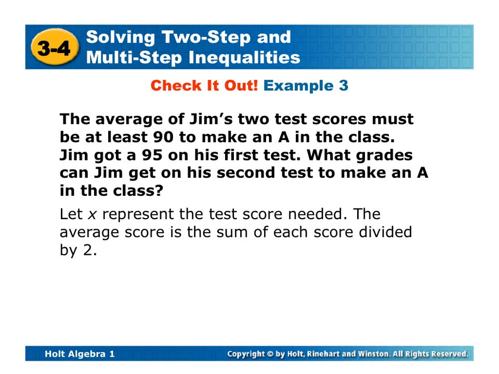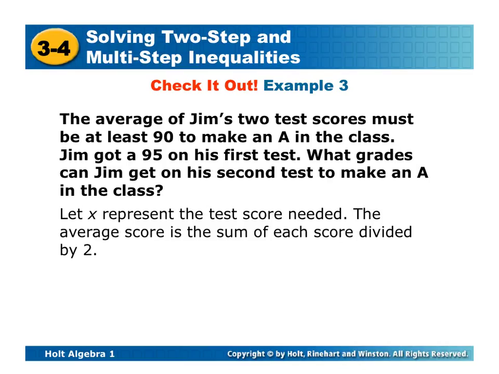Why don't you go ahead and try this problem out on your own and see how you do, and if you have questions, then you can ask me. The average of Jim's 2 test scores must be at least 90 to make an A in the class. Jim got a 95 in his first test. What grade can Jim get on his second test to make an A in the class? We're going to let x represent the test score needed, and the average score is the sum of each score divided by 2.